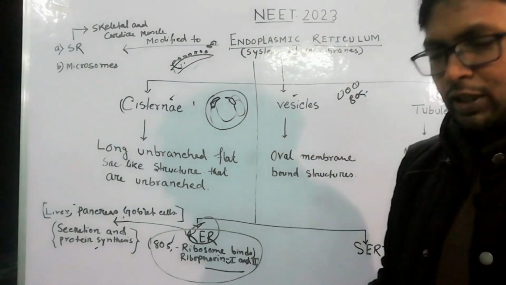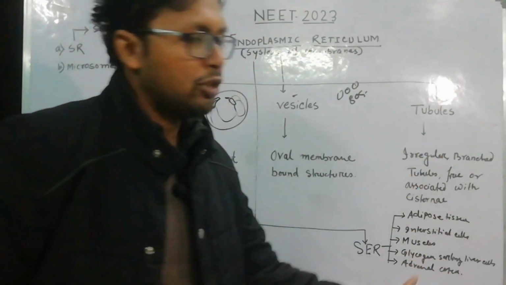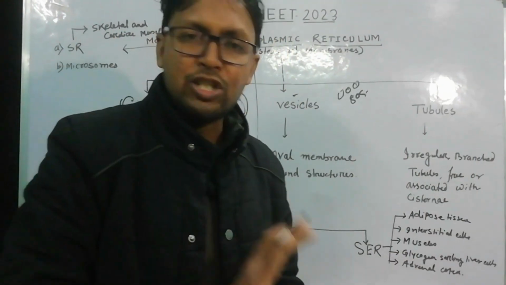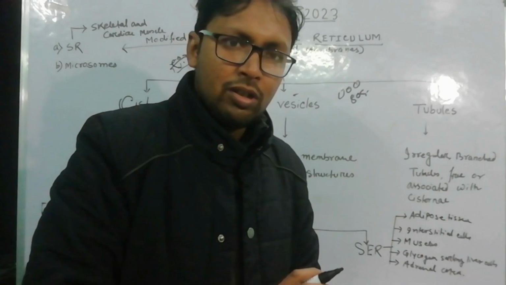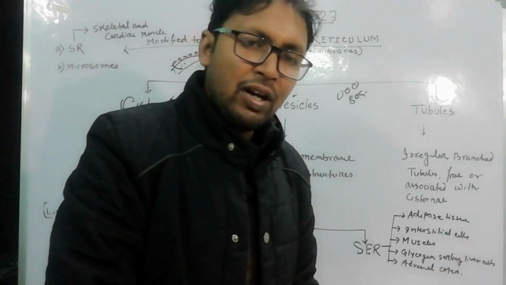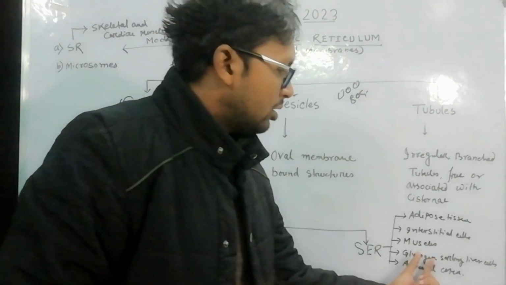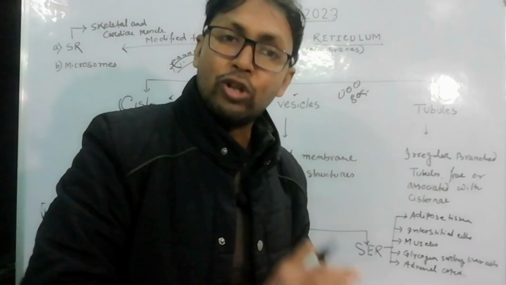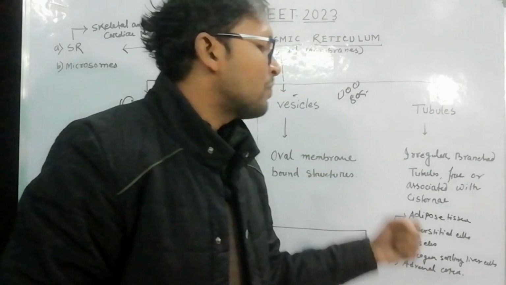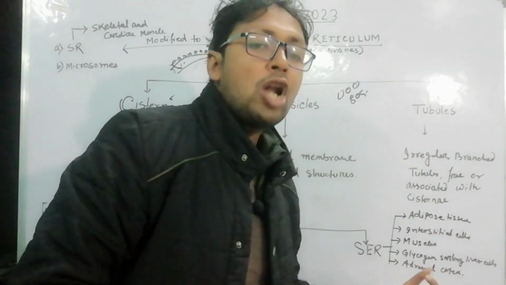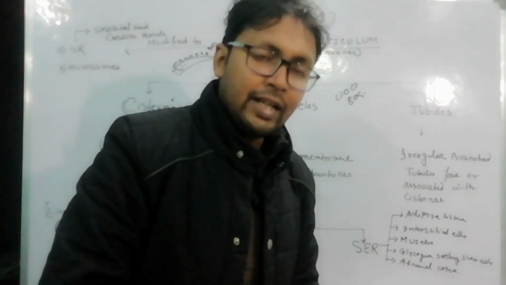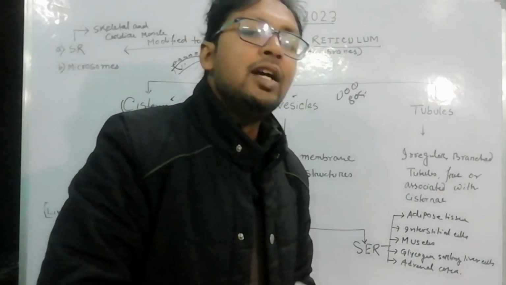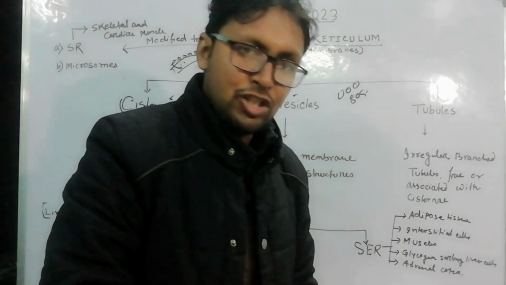Now the smooth endoplasmic reticulum. Its major functions: the first function is detoxification of drugs. The second function is glycogen storage in liver cells, that is, glycogen synthesis, the formation of glycogen from glucose. Another function is hormone production, in the adrenal cortex, where they produce lipid-containing or steroidal hormones.